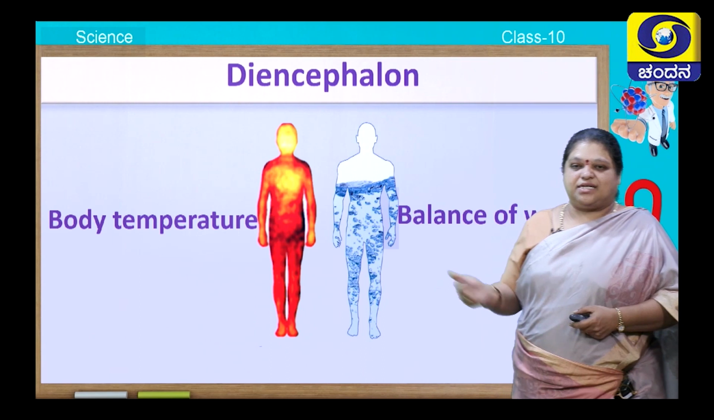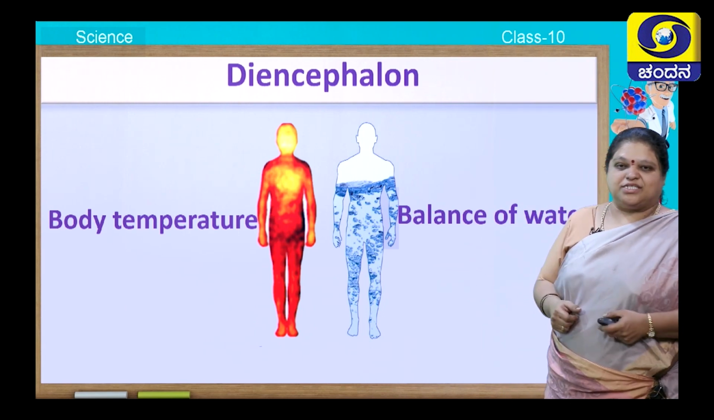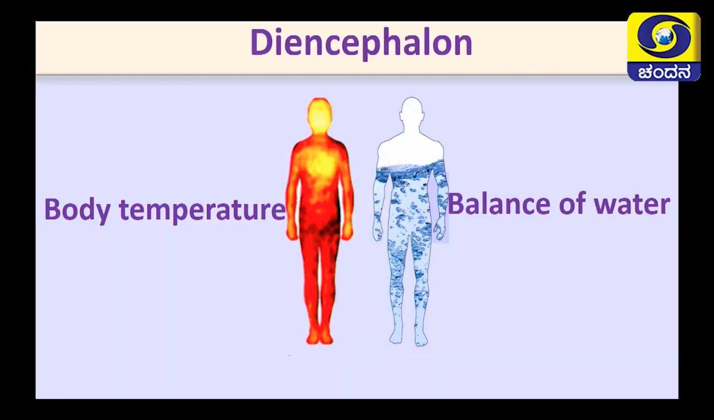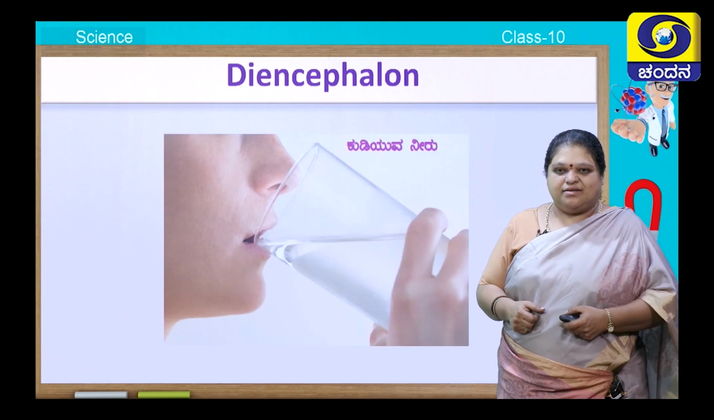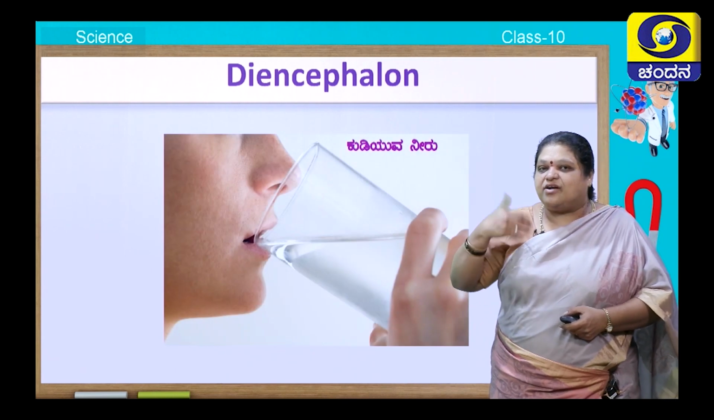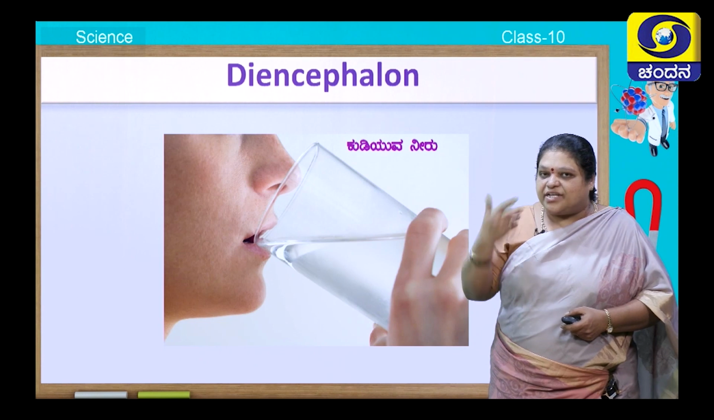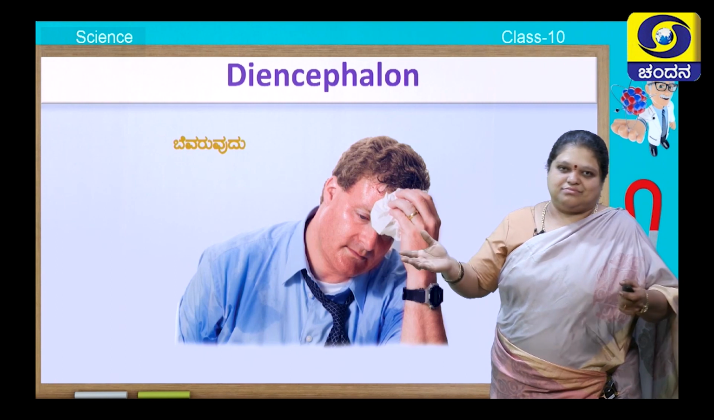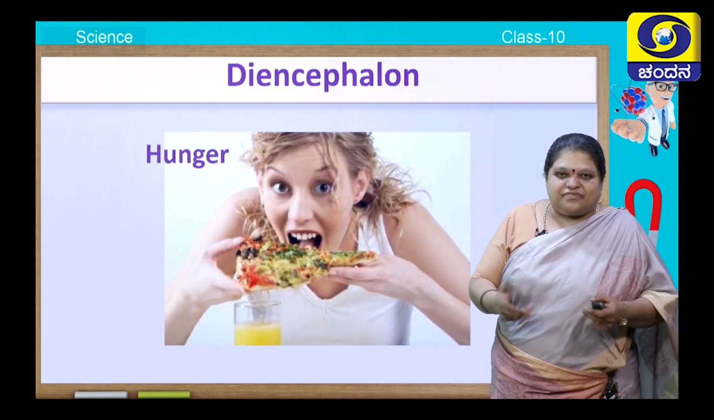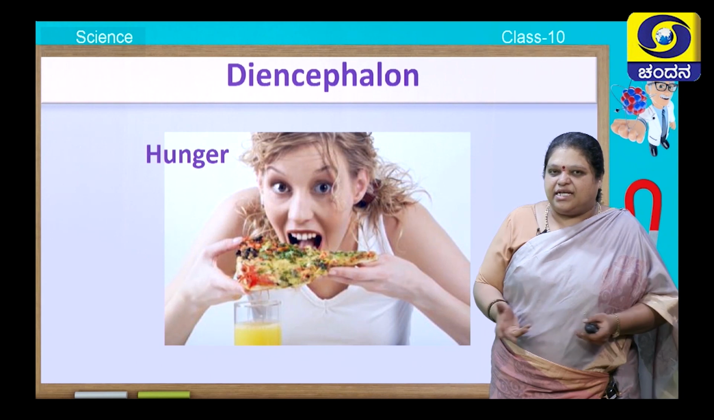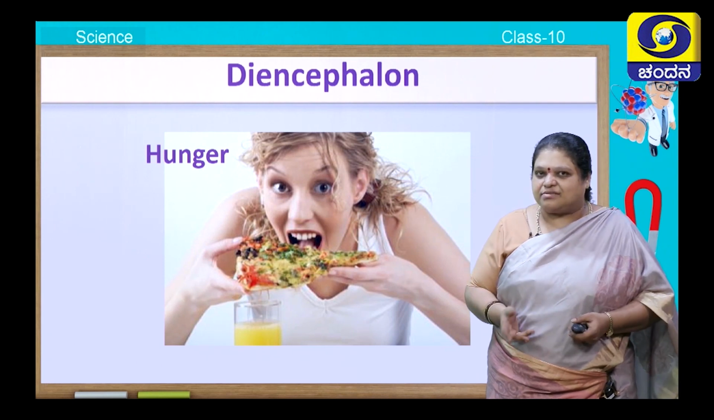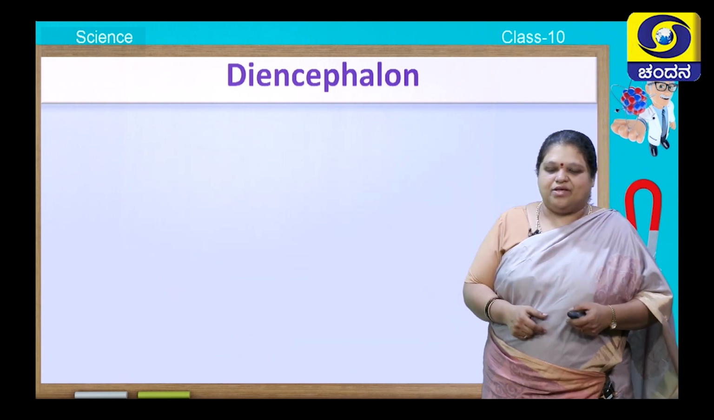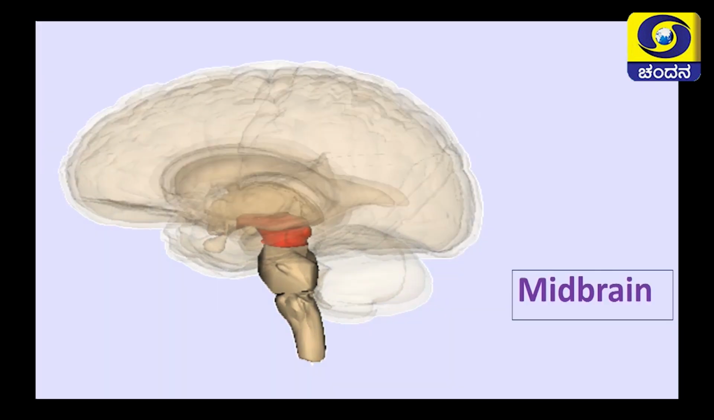Not only body temperature, it also helps in osmoregulation, or the balance of water. How much water should be in my body is decided there. Next, the feeling of thirst: sometimes you feel thirsty, that is the hypothalamus. Then you sweat, hypothalamus. Hunger, the feeling of hunger: if you eat 2 idlis, sometimes 4 idlis, your appetite will say enough. The hypothalamus controls that. So like this, the hypothalamus controls so many other things.